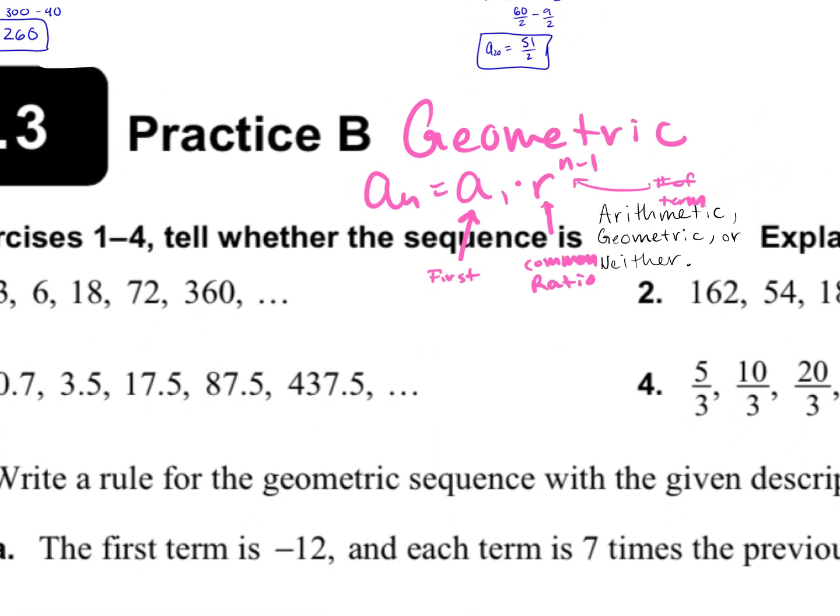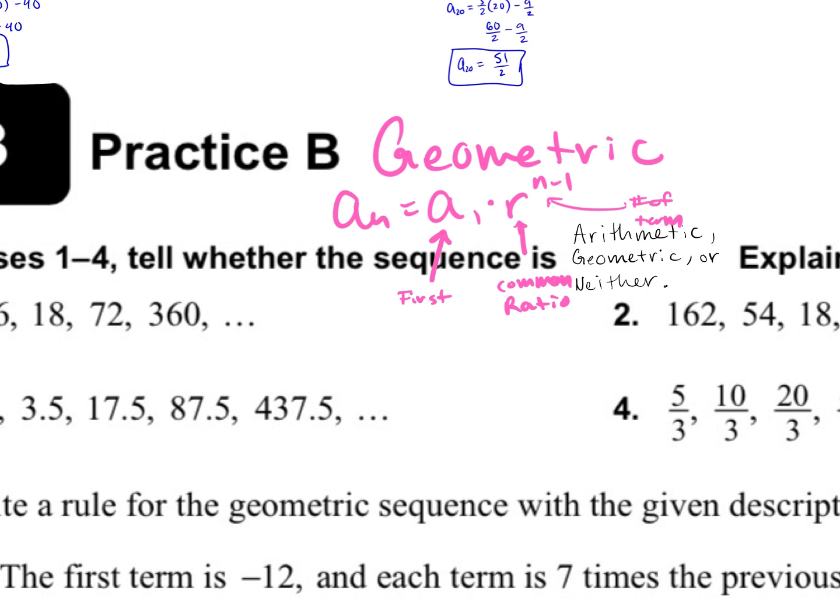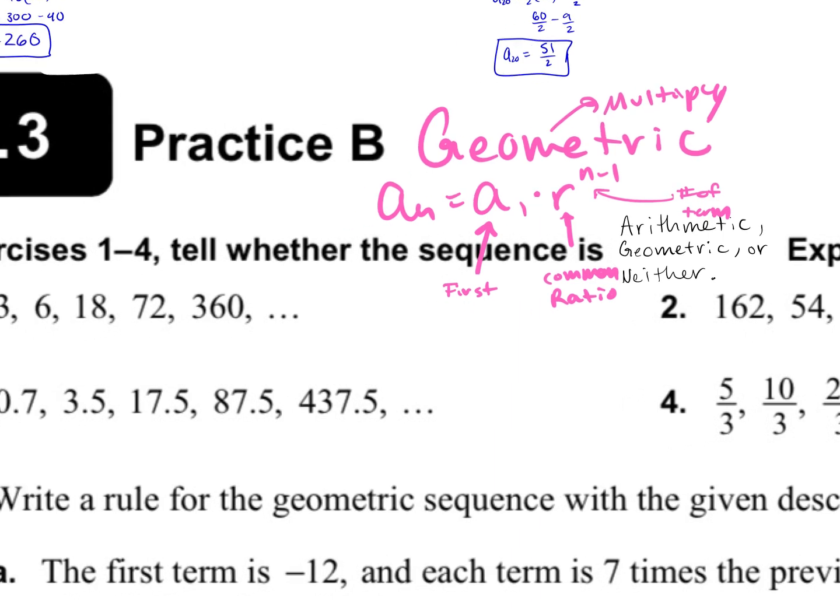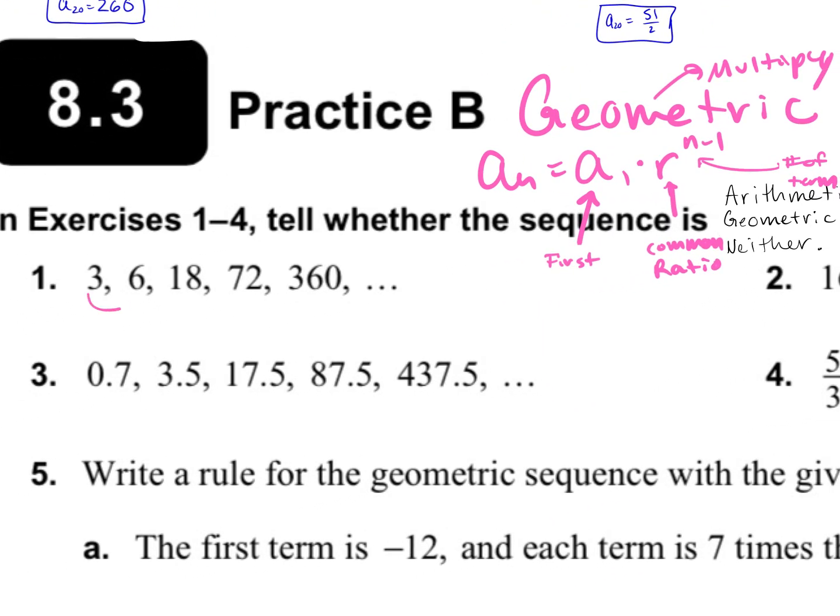So just be careful because you have a different formula for geometric. What does it mean to be geometric? Multiply by a common ratio to get from one number to the next. So let's look at number 1. What am I multiplying to get from 3 to 6? Multiplying 2. What about from 6 to 18? You're multiplying 3. Do these have a common ratio? No. So is it geometric? No. Let's just double check to make sure it's not arithmetic. What am I adding to get from 3 to 6? Adding 3. If I add 3, do I get 18? No. So is this arithmetic, geometric, or neither? Neither.